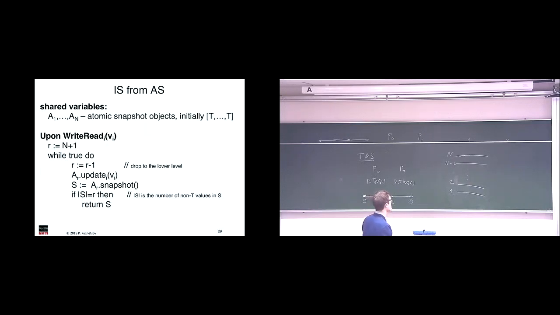We have n processes reaching level n, and at least one of them would stay at level n. Why? Because the condition of getting out is that you see exactly n processes. So you have n coming here, at most n minus 1 coming down. At least one would stay behind.